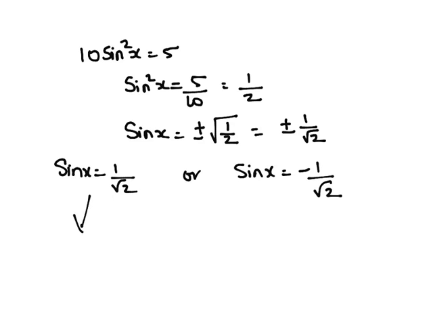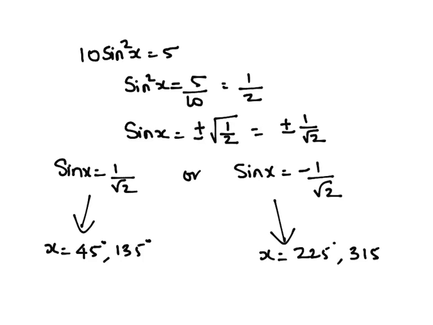Okay, if sine x is 1 upon root 2, I know that x can be 45 degree or second quadrant, which is 135 degrees. If sin x is minus 1 upon root 2, then x can be third and fourth quadrant, isn't it? So 225 degrees and 315 degrees. So basically there are four answers.